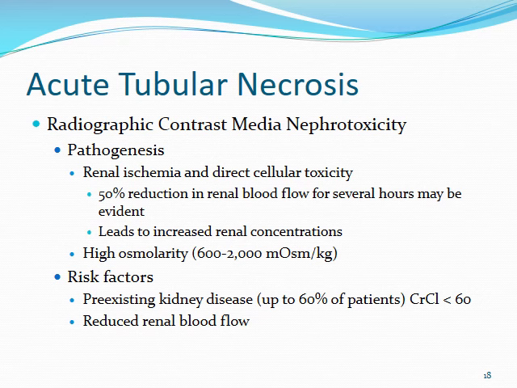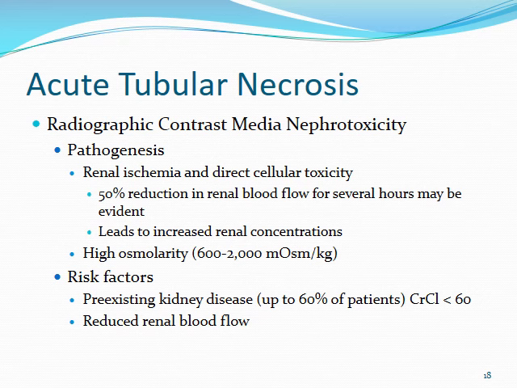The way that this is going to be occurring is related to renal ischemia and direct cellular toxicity. So what occurs is essentially you end up having a 50% reduction in renal blood flow for several hours that can occur. Again, that's why a lot of these injuries occur 24 to 48 hours out, as this damage is happening in the early onset. And essentially, by having less renal blood flow, you're going to end up having increased renal concentrations of the contrast. And then also one of the big issues is having this high osmolarity.